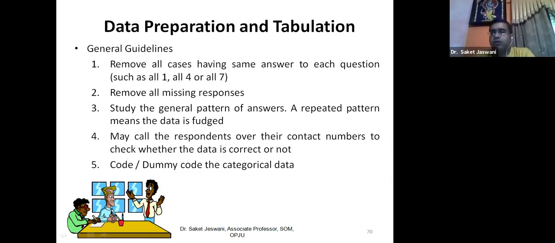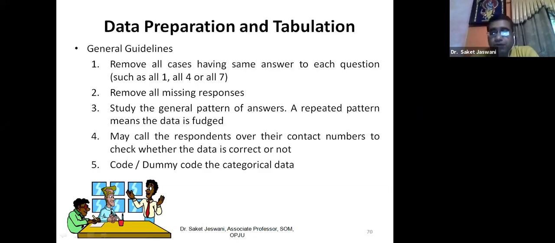You also need to look for incomplete responses, incomplete questionnaires, and remove all missing responses, because they will distort your analysis. Then you need to study the pattern of answers also. Some respondents give a particular pattern, say 147, 147, 147, to all the questions. You need to identify these responses and discard them. Sometimes you can call the respondents and ask if they have given the responses correctly or not.